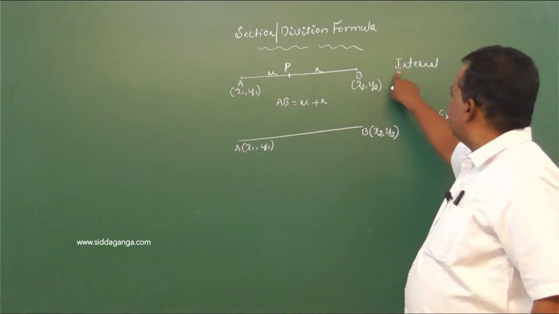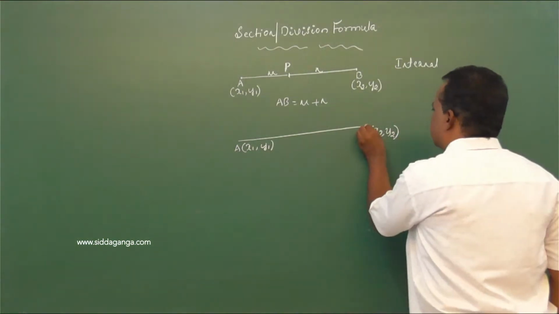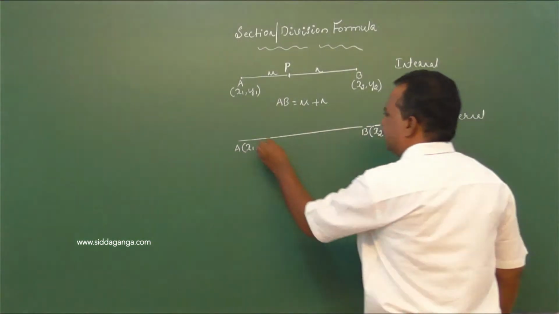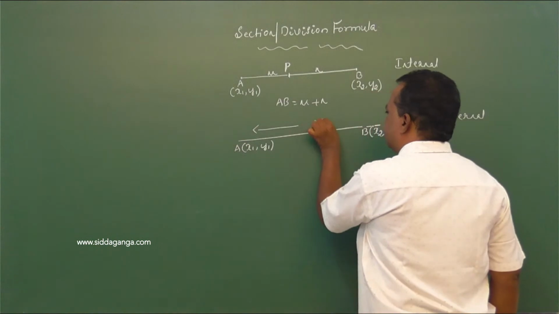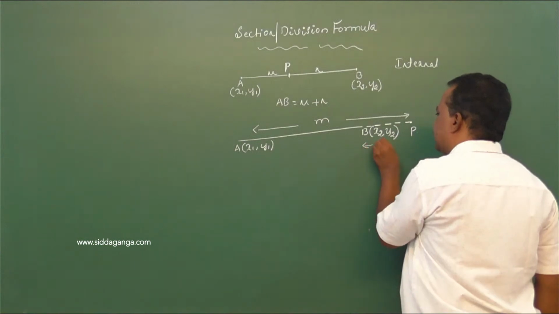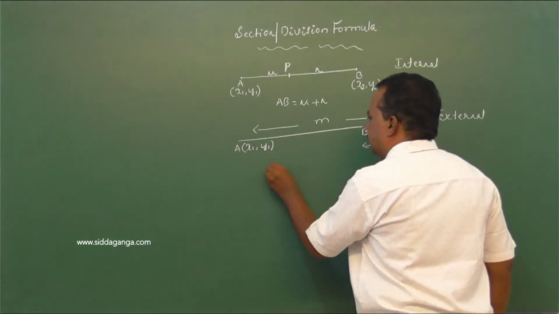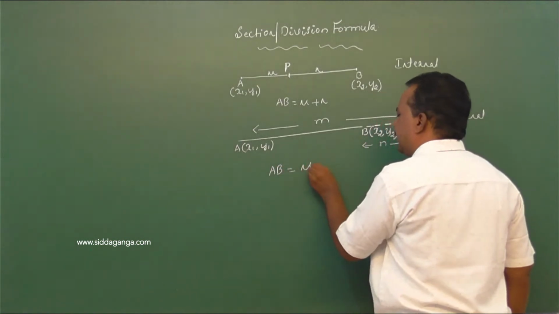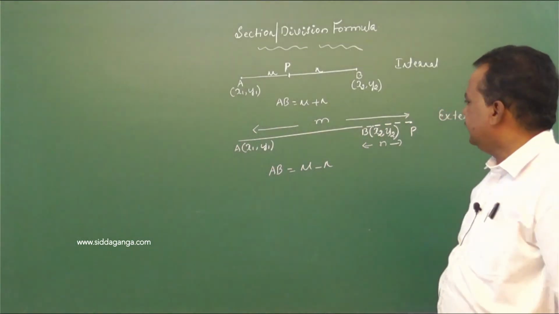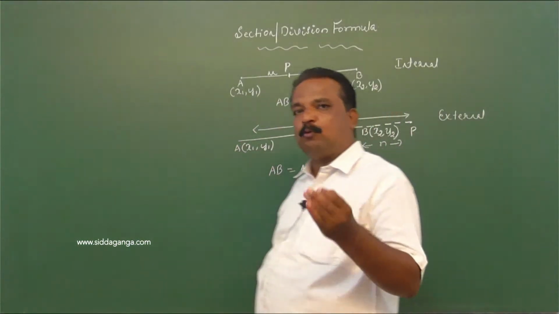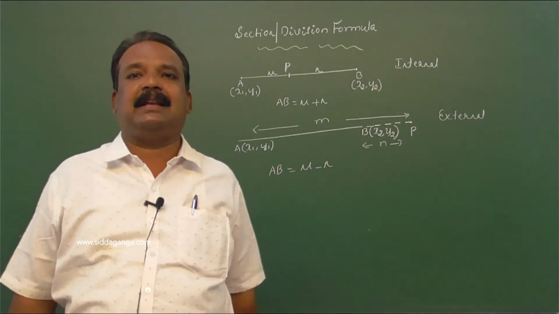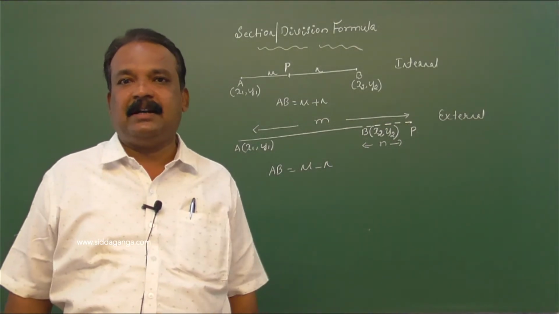This kind of division is called internal division. Suppose this line segment is cut by the point P, and AP is taken as m and BP is taken as n, then the length of the line segment is given by m minus n. So it means that if the dividing point lies outside the extremes of the line segment, then that kind of division is called external division.